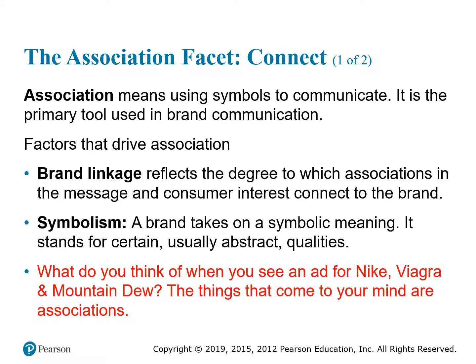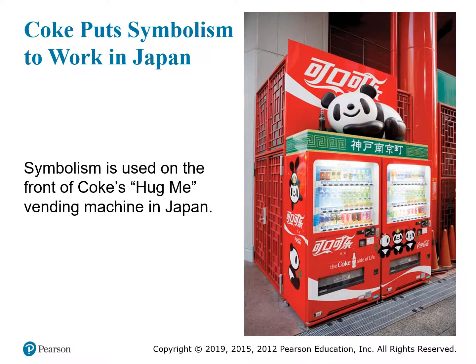And I gave you again in your field exercises, what do you think of when you see an ad for a brand like Nike, Viagra, or Mountain Dew? What things come to mind? What has this advertising message done to connect with you so that you know what different symbols or associations mean? An example here is that Coke puts symbolism to work in Japan. They use their panda bear, that's their symbol, but they connect it with Coke, and it's in front of the Hug Me vending machine in Japan.